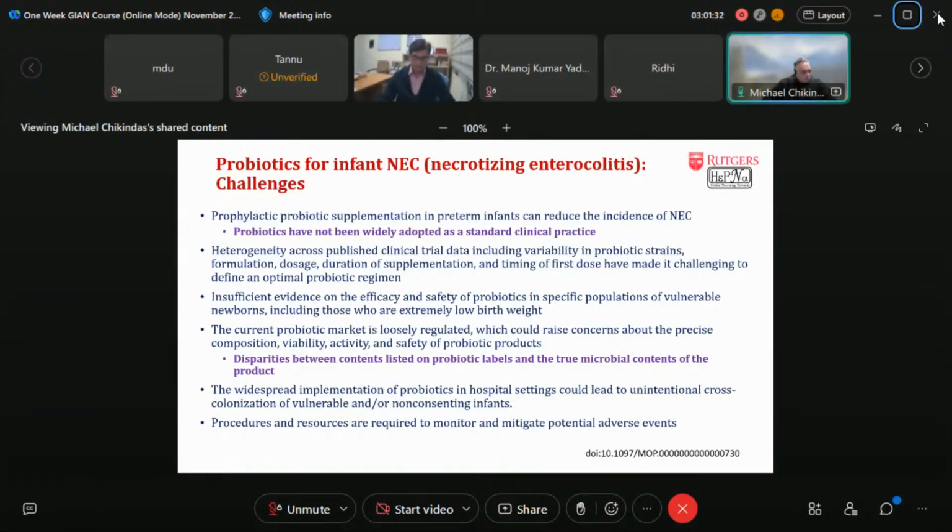Actually, it turned out that a lot of companies started to produce VSL3, claiming that they're making the one true VSL3. And when one research group collected VSL3 formulations from different manufacturers, they found that different microorganisms are actually present in these formulations.